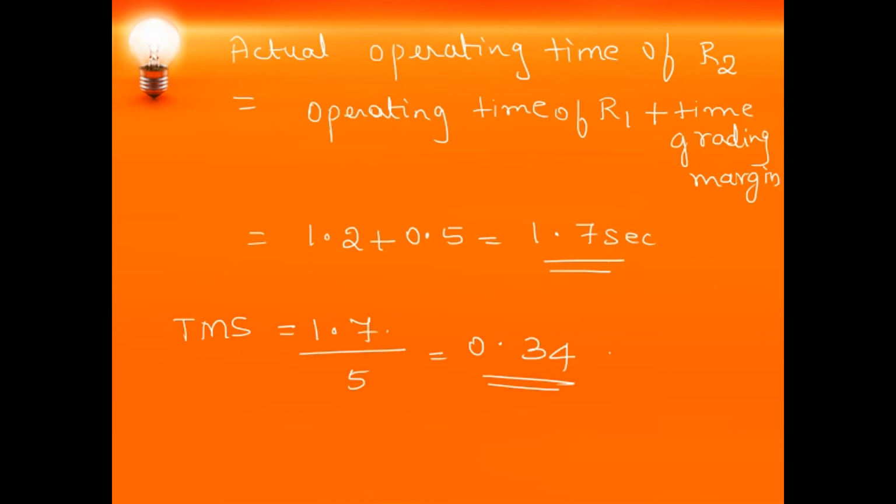So you can solve any numericals on overcurrent protection provided you know the plug setting and the operating time. A standard table will be given for TMS equal to 1. From that we can find the operating time for any other time multiplier setting.